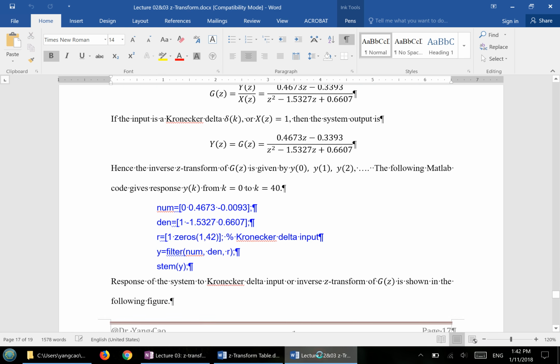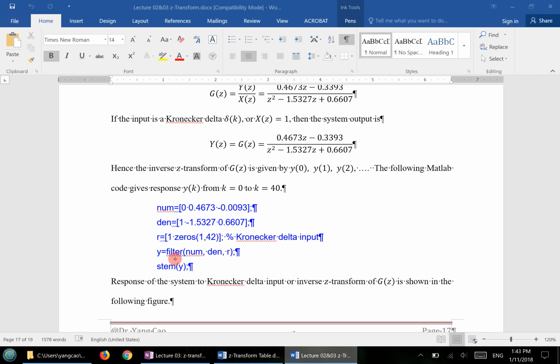If you look at the simulation here, I'll just show you the commands. First, create a numerator and denominator for the g of z, the given system. Then we create a Kronecker delta input. You create an array of a signal with only the first element equal to 1, and the rest of them are all 0. That's basically Kronecker delta. Technically it should be infinite, but here only 42 zeros after the 1. You can use more zeros after the 1; that's fine, depending on the system response.